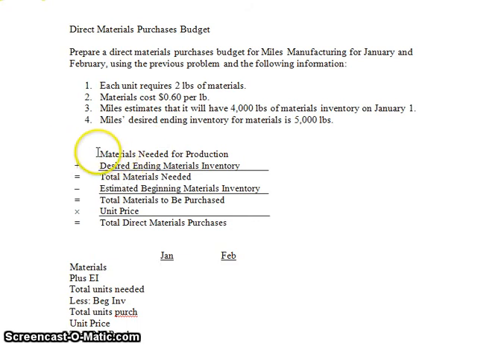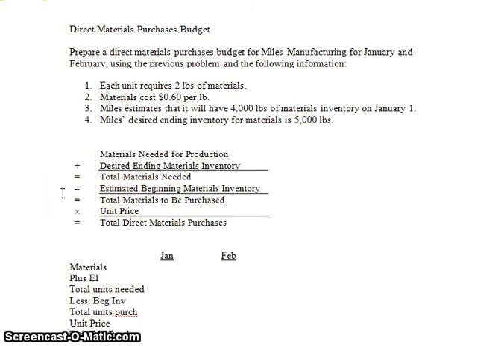Okay, so here's our little schedule here. How many materials do we need? How many do we want to have at the end? Gives us total materials needed. Basically, the format's the same as above. Minus how many materials we have in the beginning means now we know how many we have to buy. So just think about that.